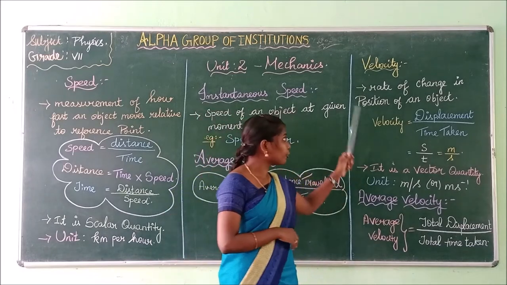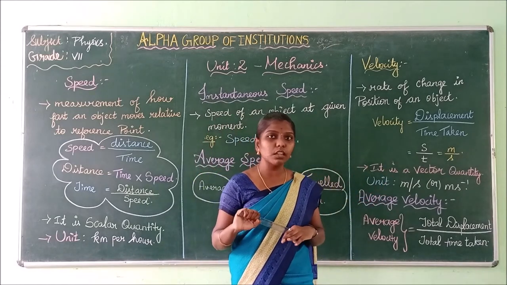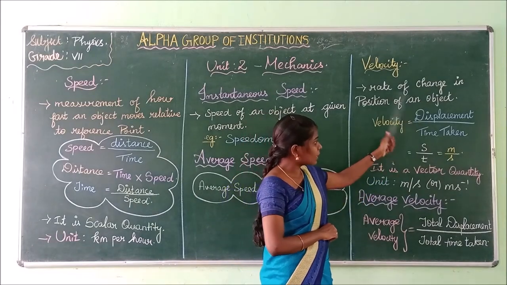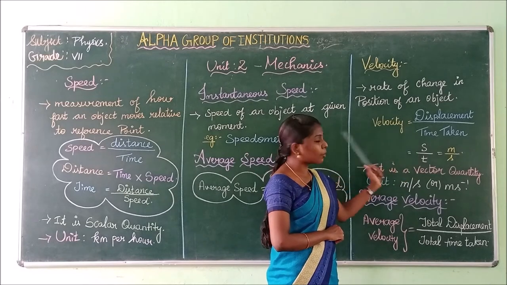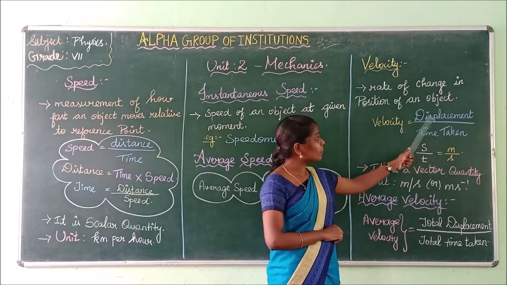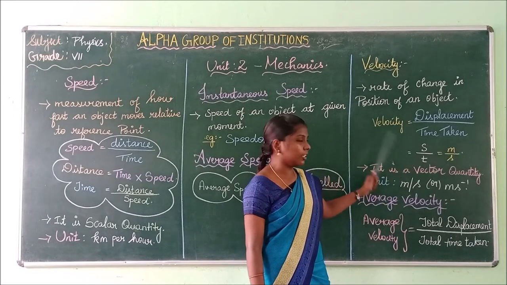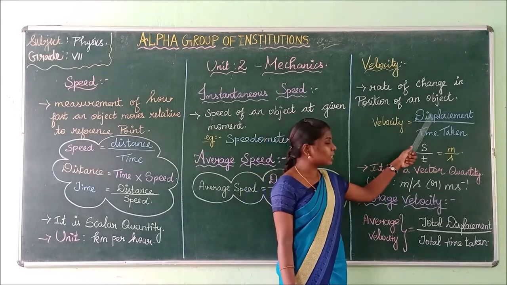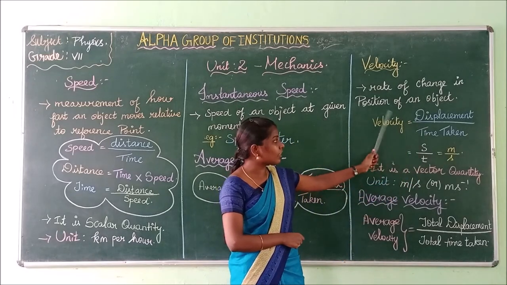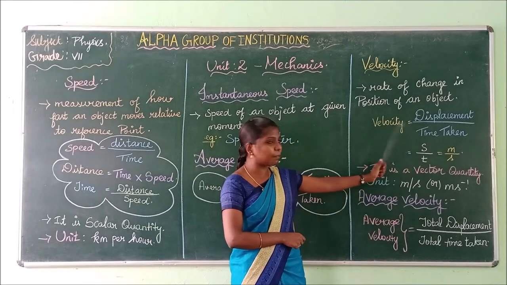Velocity is the rate of change in position of an object. The formula to calculate velocity is displacement by time taken. Displacement is denoted by the symbol s and time is denoted by the symbol t. Velocity is equal to s by t.